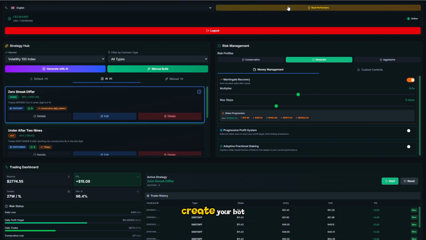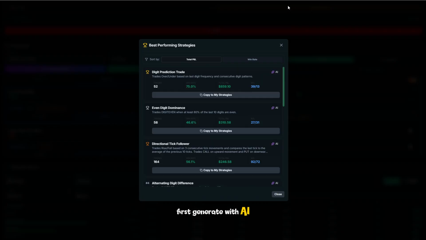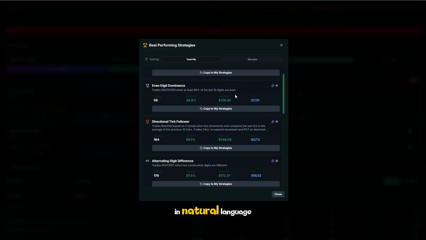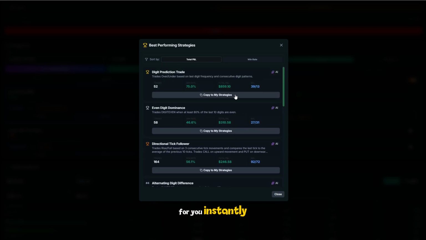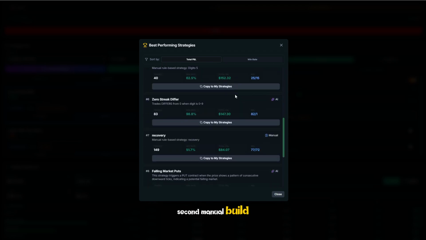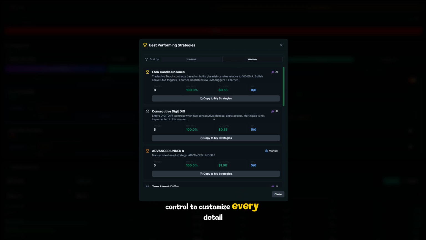There are two ways to create your bot. First, generate with AI. You simply describe your strategy in natural language, and the AI builds it for you instantly. Second, manual build, where you have complete control to customize every detail. Let me show you a real strategy that's been running.